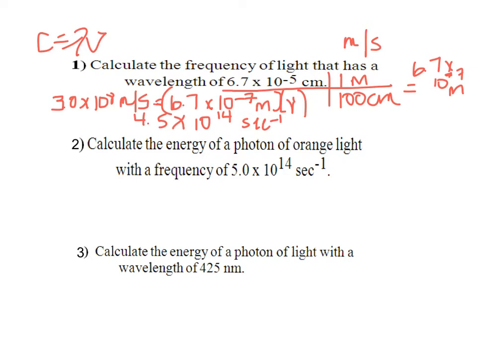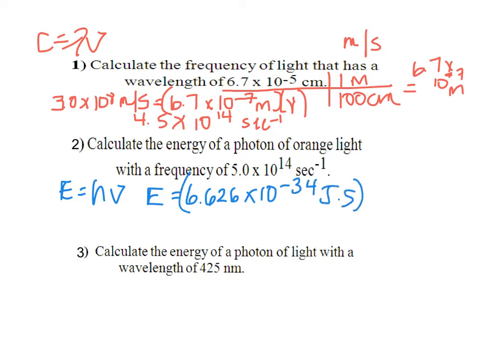All right, next problem. Calculate the energy of a photon of orange light with a frequency of 5.0 times 10 to the 14th. All right, well, if I'm solving for energy, I'm going to use energy is equal to h times nu, or Planck's constant, times frequency. So looking at this, I'm going to solve for energy in joules, and it's going to be equal to Planck's constant, which is on your AP sheet, 6.626 times 10 to the negative 34th joule times second.